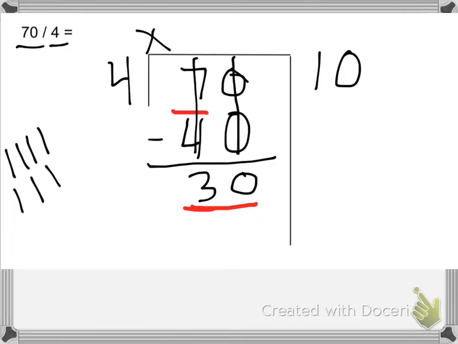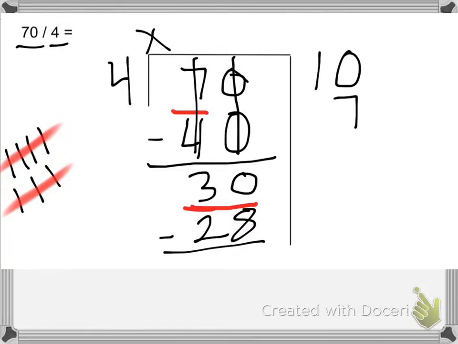So 4 times 7 equals 28. Okay. So my 7 is going to go on the right hand side. And then again, 4 times 7 equals 28. And I am going to write that under my underline. Okay, under my 30. Next step is going to be to subtract 30 minus 28.